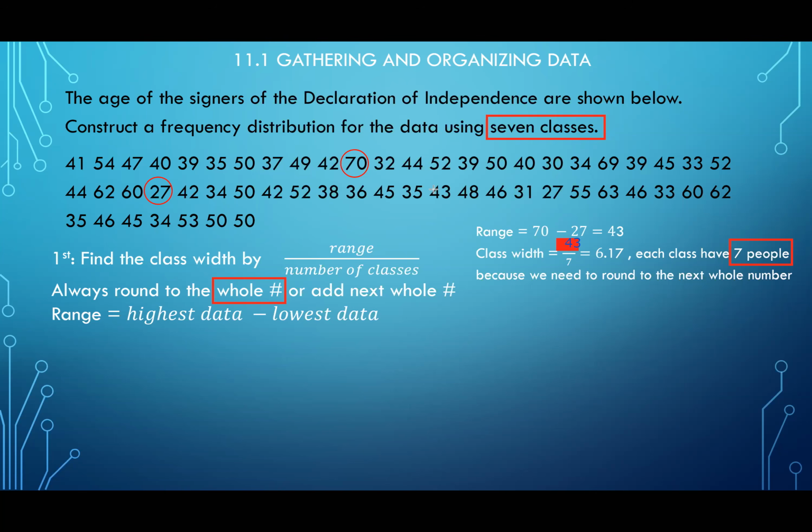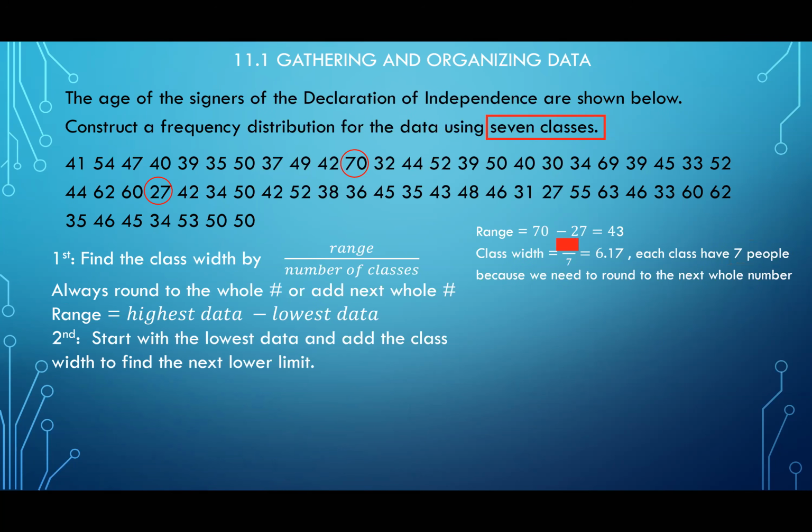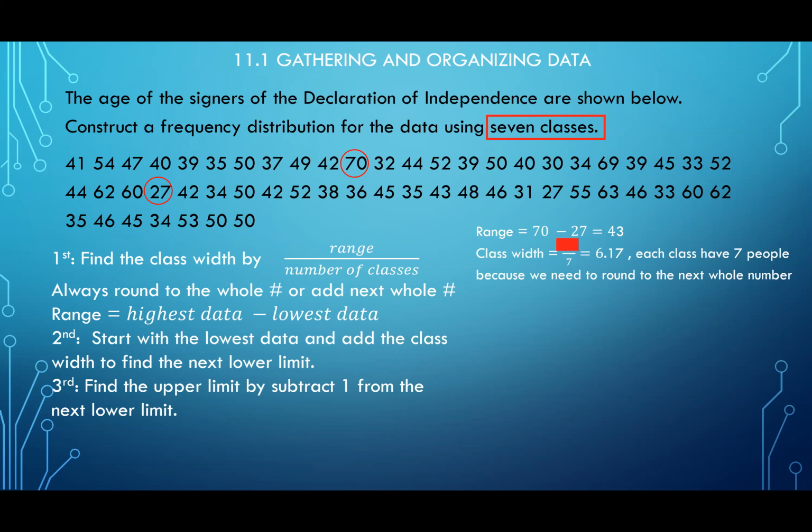So everybody see that each class, the class width, each class will contain 7 data. Okay, so that's what we have: each class will contain 7 data. And again, this is what we do: once you have the class width, you start with the lowest data, and every time you jump, you add 7 to it. That will be your lower limit.